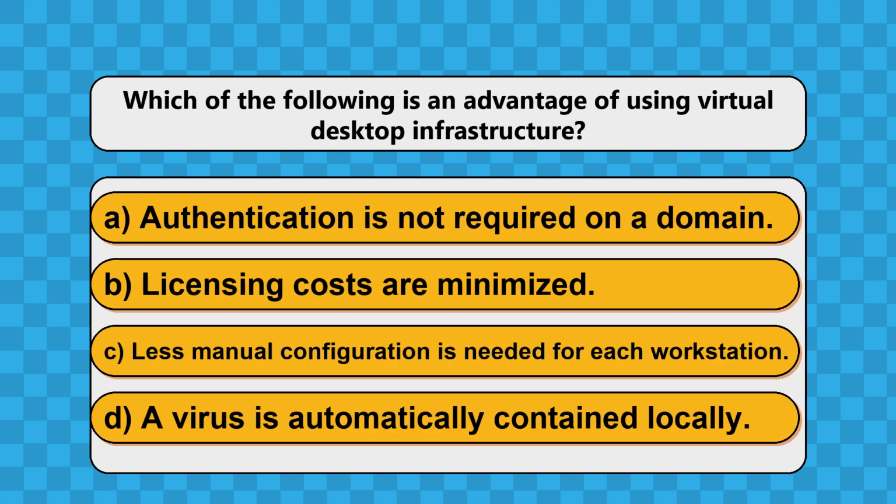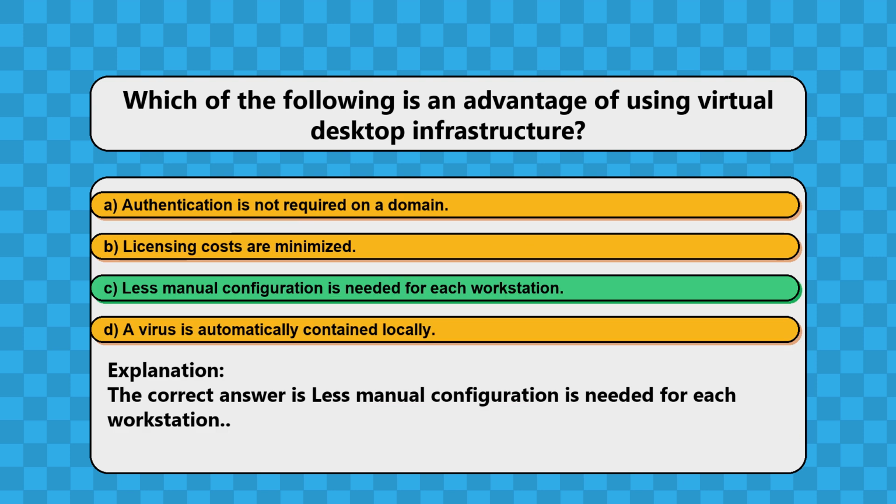Question 51. Which of the following is an advantage of using virtual desktop infrastructure? Option A, authentication is not required on a domain. Option B, licensing costs are minimized. Option C, less manual configuration is needed for each workstation. Option D, a virus is automatically contained locally. The correct answer is option C. Less manual configuration is needed for each workstation.